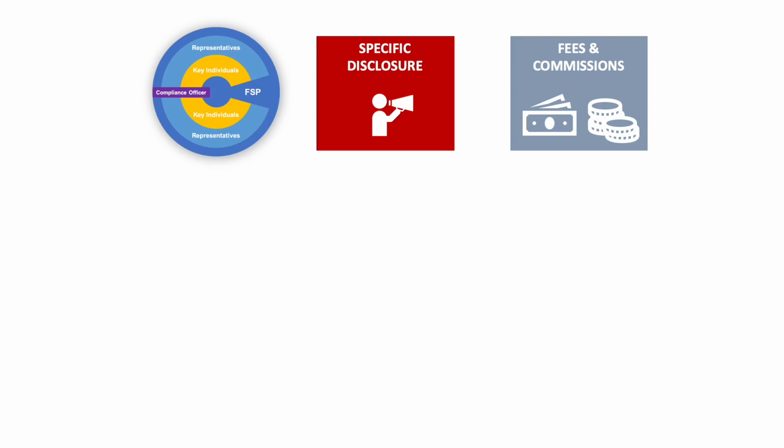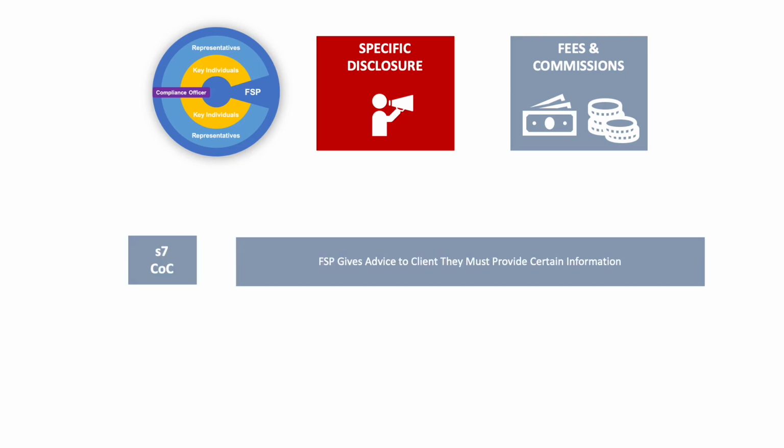Here we are looking at the specific disclosure requirements regarding payment of fees and commissions. We therefore need to look at Section 7 of the Code of Conduct that outlines what information must be provided and disclosed by the FSP when giving advice to the client. Included in this section will be specific disclosure requirements relating to fees and commissions.